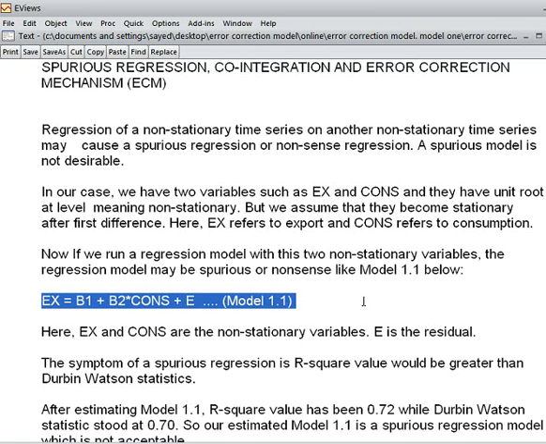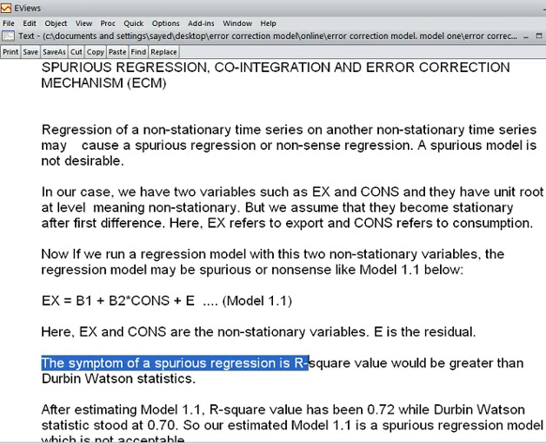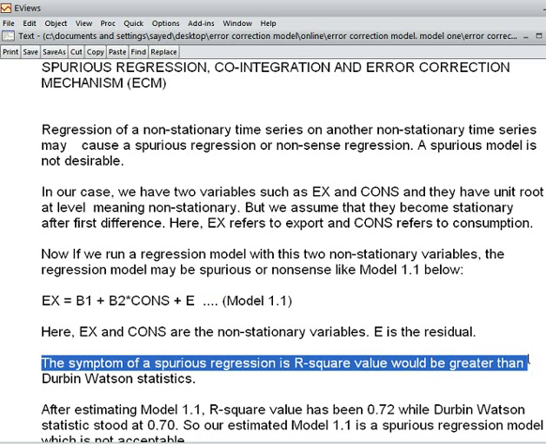Okay, what is the symptom of a spurious model? The symptom of a spurious model is that R square value would be greater than Durbin-Watson statistics. So that is the guideline of a spurious model. If the value of R square is more than Durbin-Watson statistics, then the model becomes spurious or nonsense.